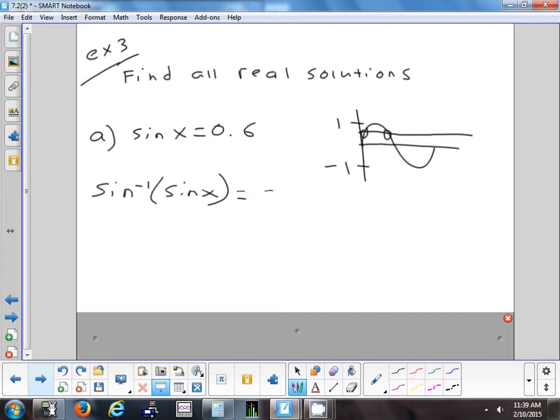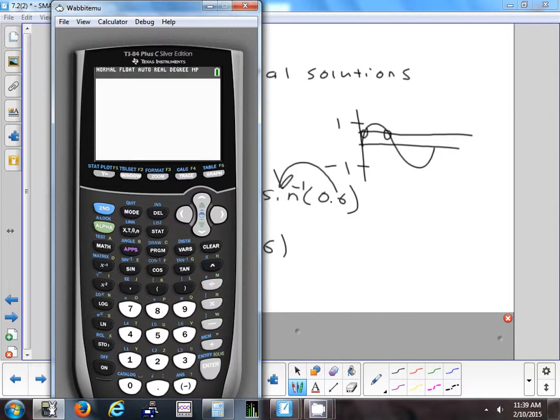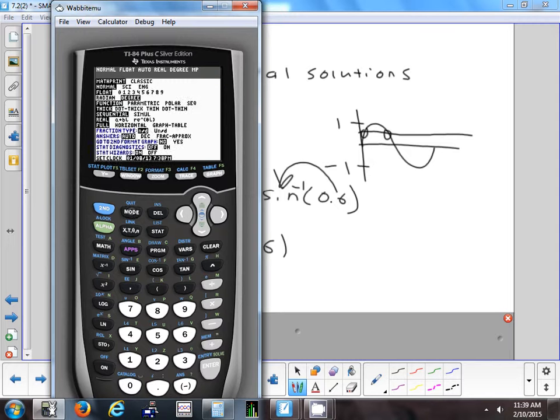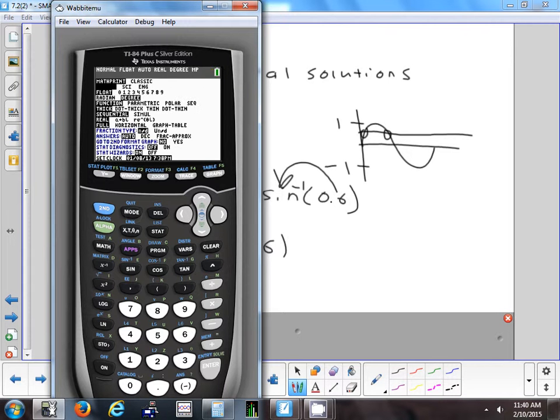It's on the left. Take the inverse sine of what's on the right. And what you're really doing is taking this number and plugging it into a function. So x is the inverse sine of 0.6. Okay, so let's get one solution. And let's make sure we're in degrees. Yep. So one answer is 36.87. If they wanted radians, I just would have switched to radians.